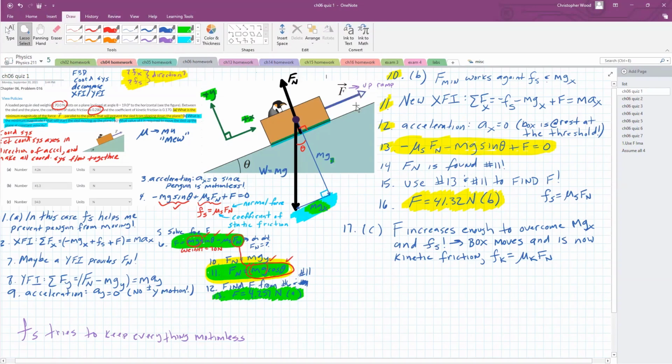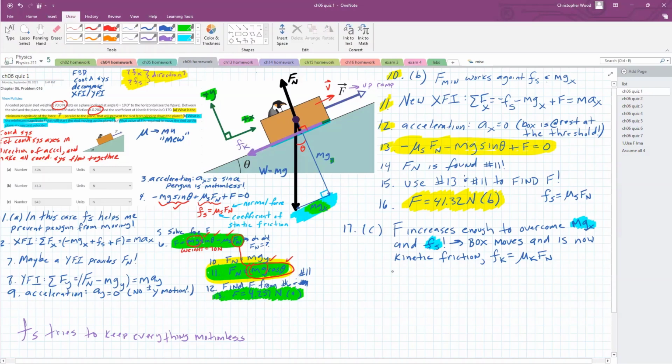If I've increased my force enough to overcome mgx, which is pulling me down, and static friction was preventing motion, the box now starts to move up the ramp. So I'm going to indicate that my box now has a velocity, up the ramp, because I've broken through static friction. This is how I'm going to draw my kinetic friction vector: again down the ramp, but instead of F subscript S, it's now F subscript K.